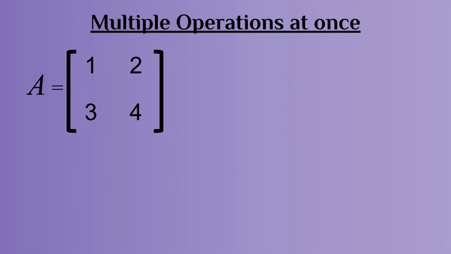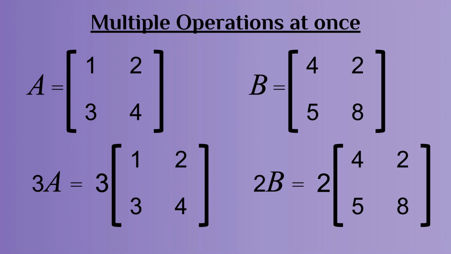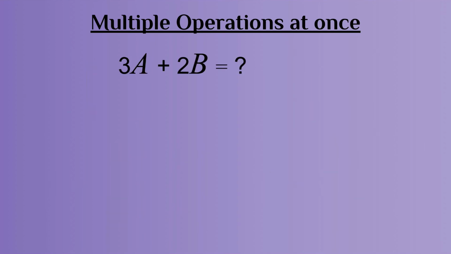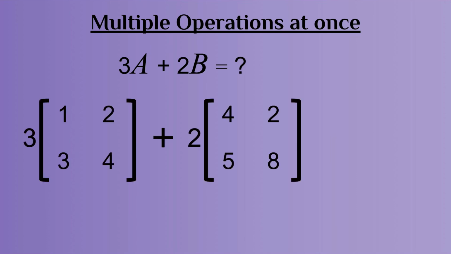First, we must remember that if we are given A, 3A would mean we should multiply matrix A by scalar 3, so 3A is equivalent to this. Of course, the same would apply to matrix B. We would multiply matrix B by a scalar of 2. Now we have converted 3A plus 2B into actual numbers of 3 times matrix A plus 2 times matrix B.